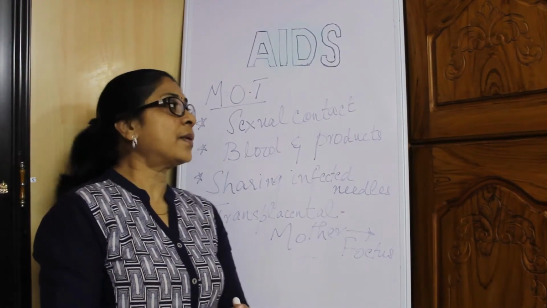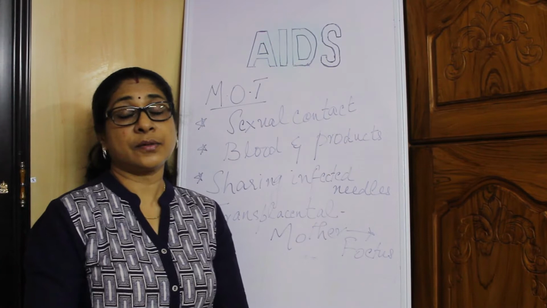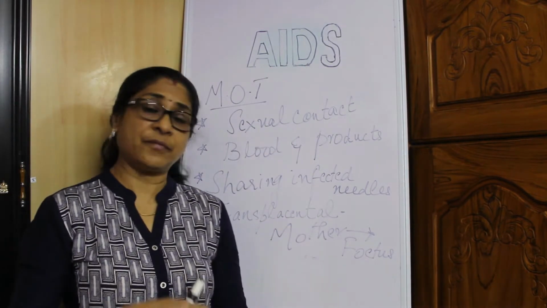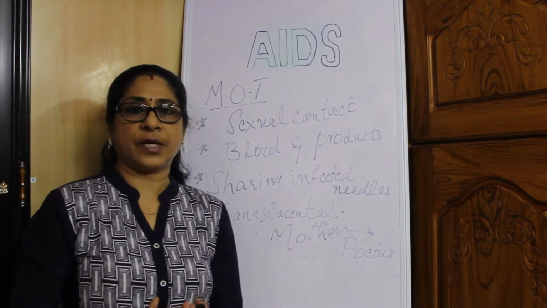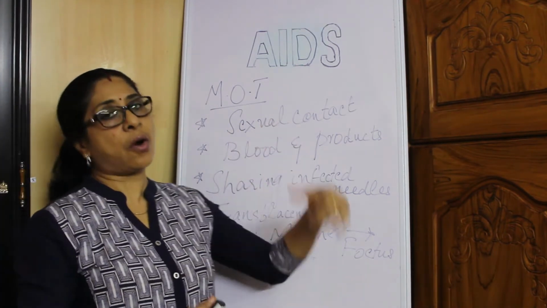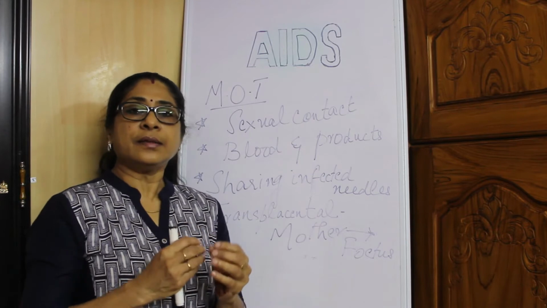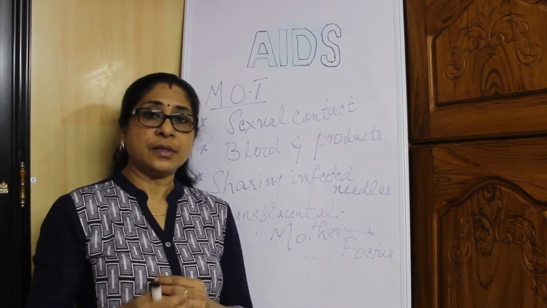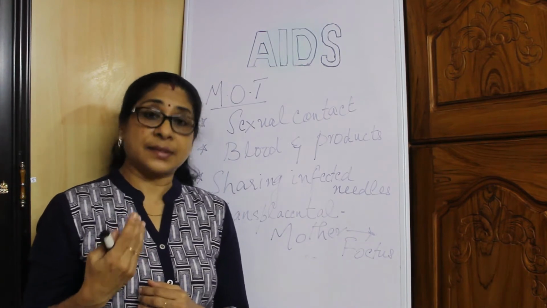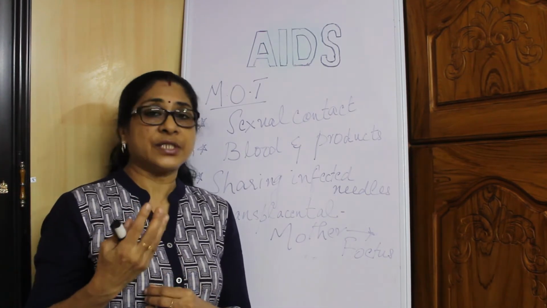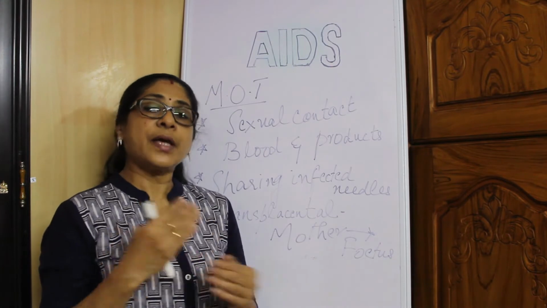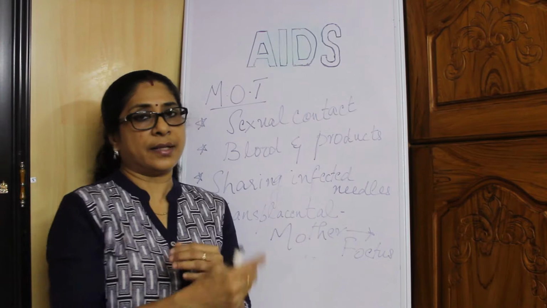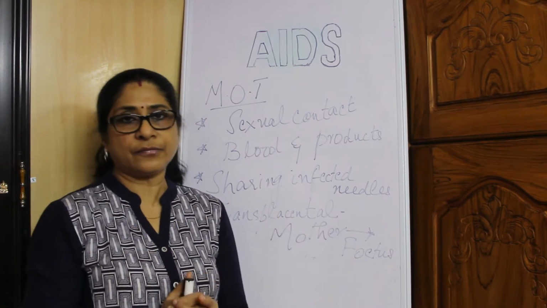So let us discuss the different methods of transmission. The first method of transmission, and the very common method of transmission of AIDS, is through sexual contact. Normally this virus is spread from a patient to a healthy person through body fluids, either the semen or any kind of vaginal fluids may cause the spread of disease from a patient to a healthy person. It's a very common method of transmission.